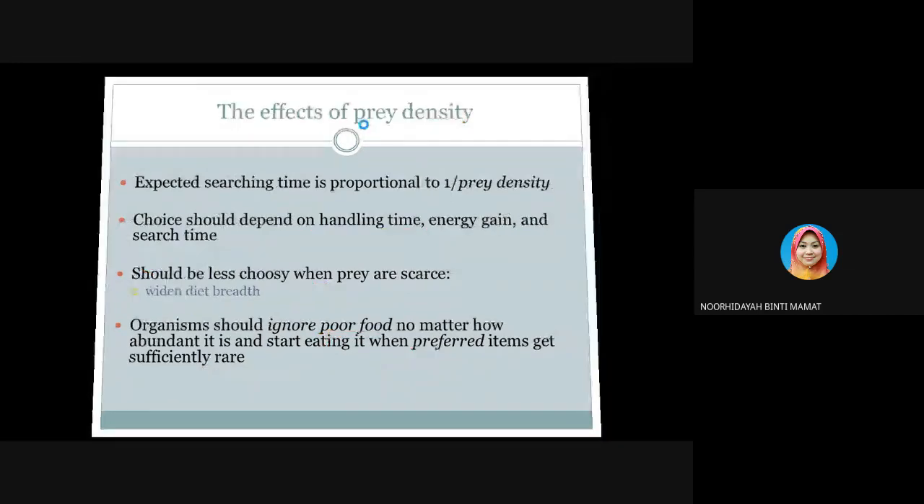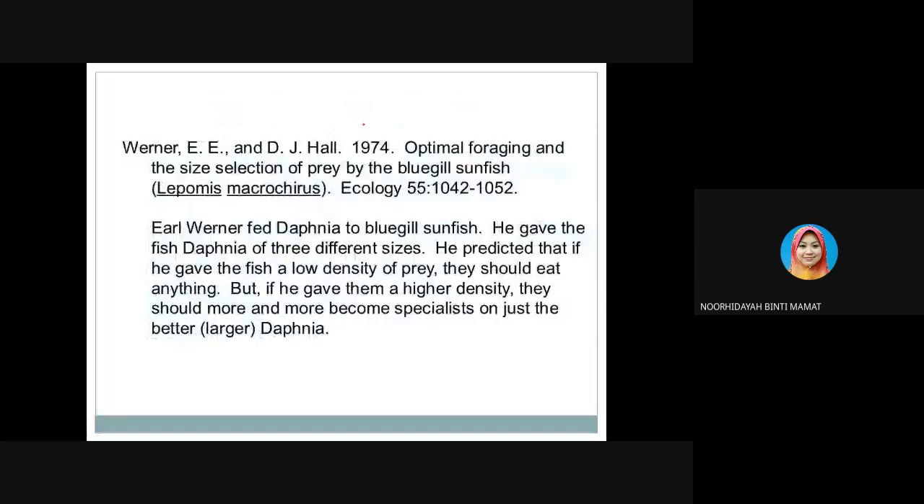For example, in the foraging behavior of the bluegill sunfish, the early winter, they fed Daphnia. This is the prey, the Daphnia, for the bluegill sunfish. He predicted that if he gave the bluegill sunfish a low density of prey, they should eat anything. But if he gave the bluegill sunfish a higher density of Daphnia, they should more and more become specialists on just better or larger Daphnia. So this is the effect of the density of the prey.